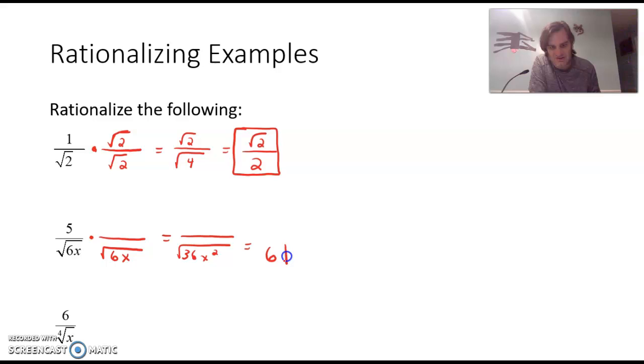And I believe we talked about the square root of x squared should be the absolute value of x, just to make sure that whatever you plug in comes back a positive and can be taken a square root of. But on the top, we have to multiply by the same thing, and there's nothing that can really clean up there. So we get 5 square roots of 6x on top, and on bottom 6 times the absolute value of x. The last one here is a little bit trickier.